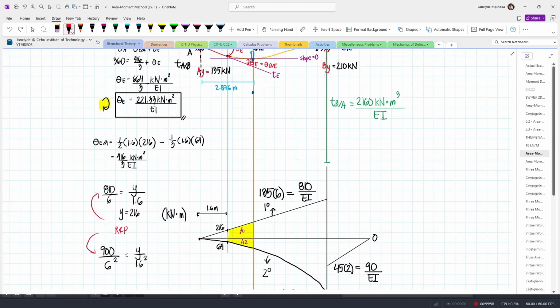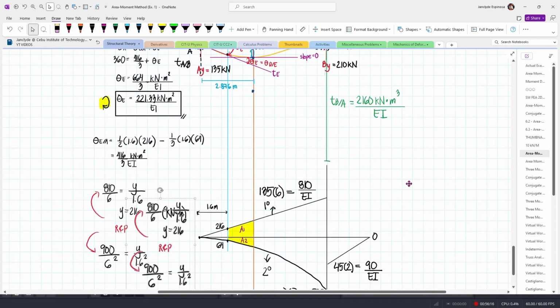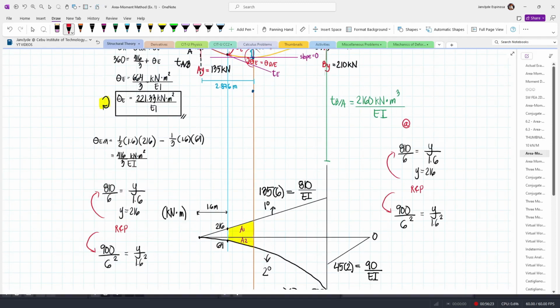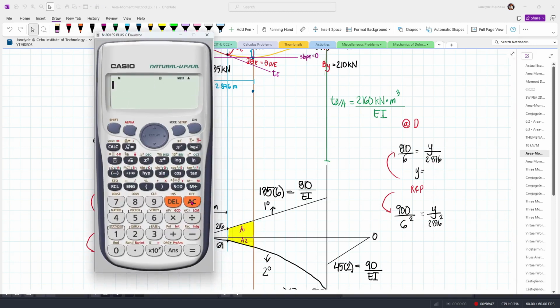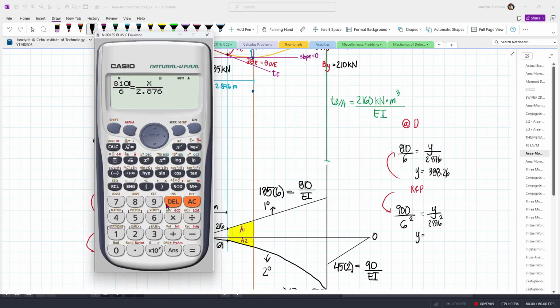But then, paano natin isosolve yung height nito? Di ba, dito sa maximum deflection, alam natin na yung horizontal distance from the left end is 2.876. And so dito sa ratio and proportion, we're gonna use this value. So this is aligned to point D, the location of the maximum deflection. We have a base equal to 2.876. And also here. Now solving Y, we have 388.26, and then for the other one we have, this is 900, and then 6 squared equals x over 2.876 and then squared. We can get 206.78.